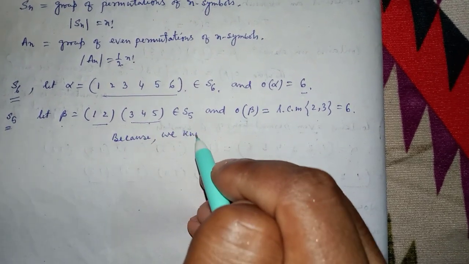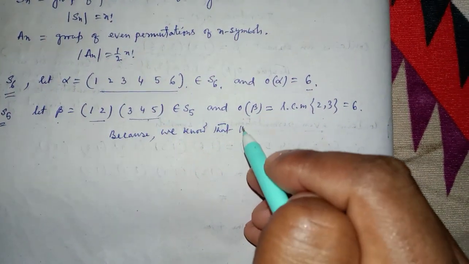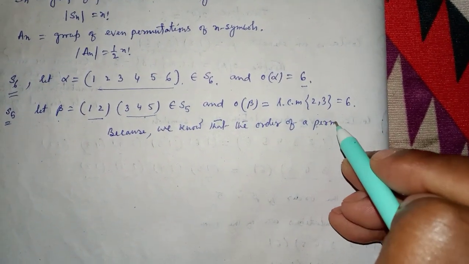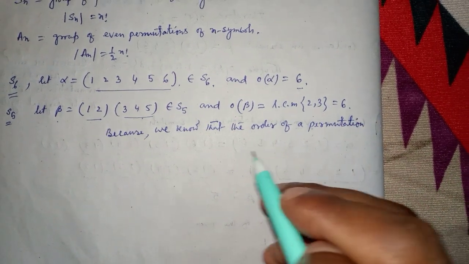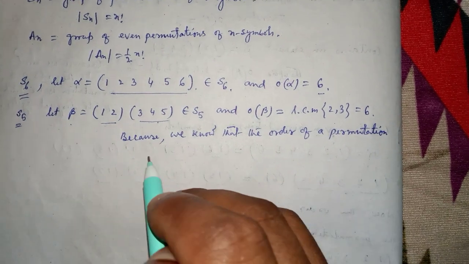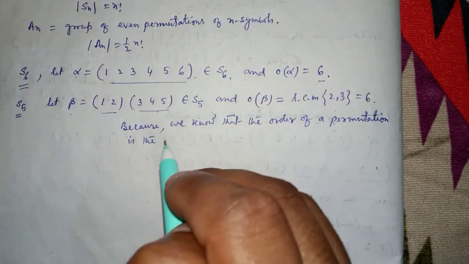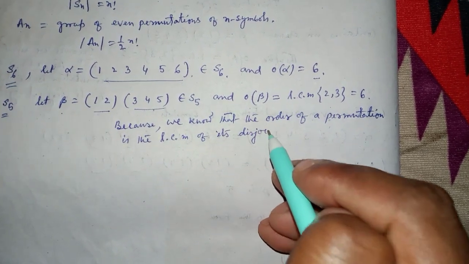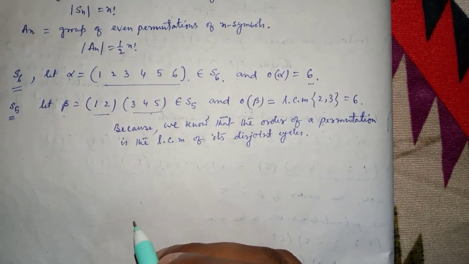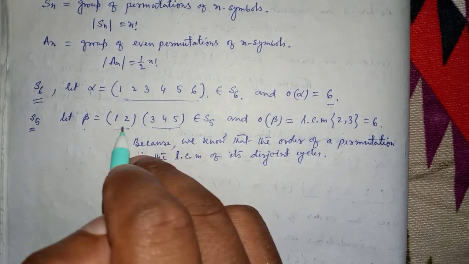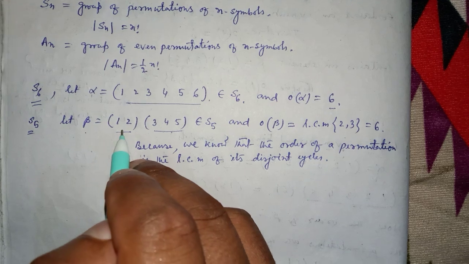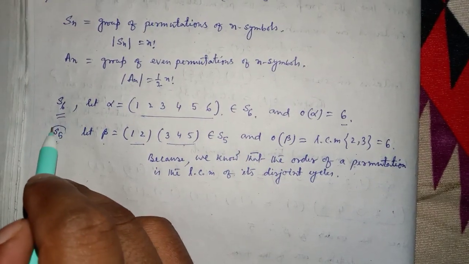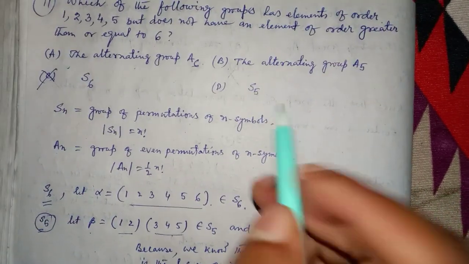we know that the order of a permutation is the LCM of its disjoint cycles. So here beta is the product of 2 disjoint cycles of length 2 and 3. So order of beta is equal to LCM of 2 and 3, which is equal to 6. So S5 also contains an element of order 6. So option D is also false.